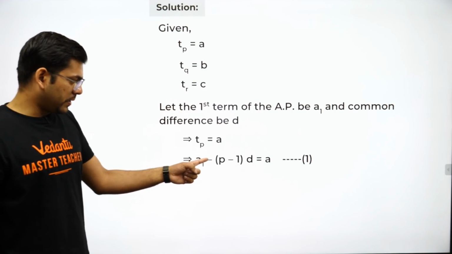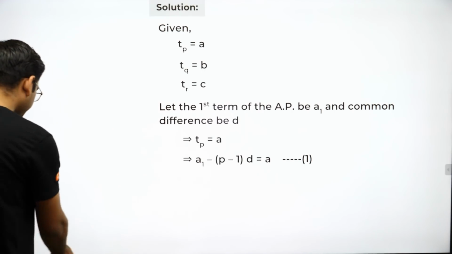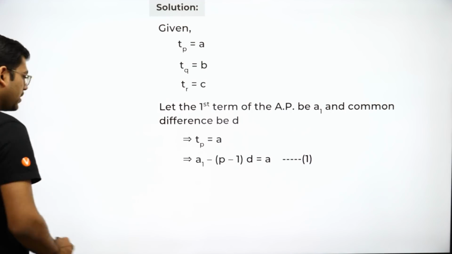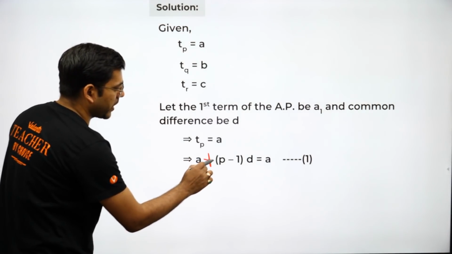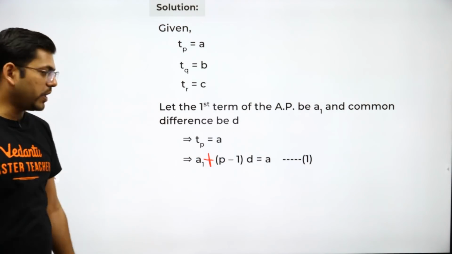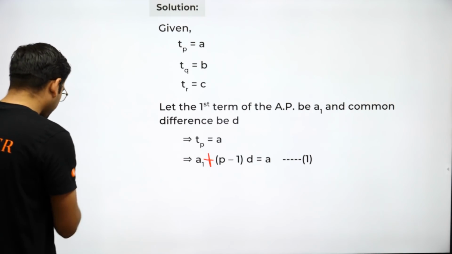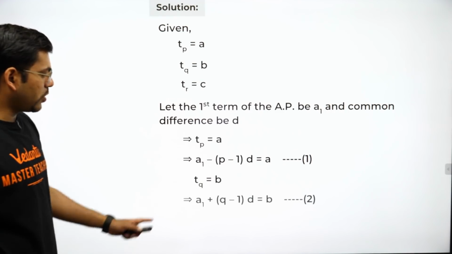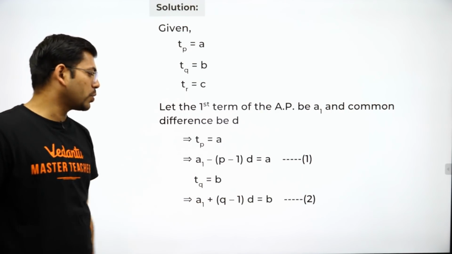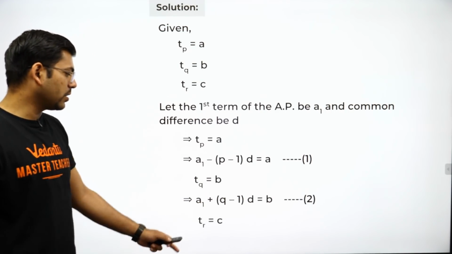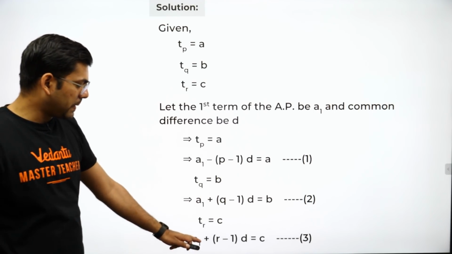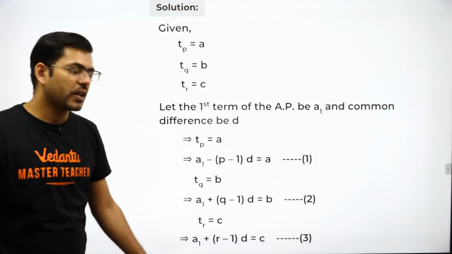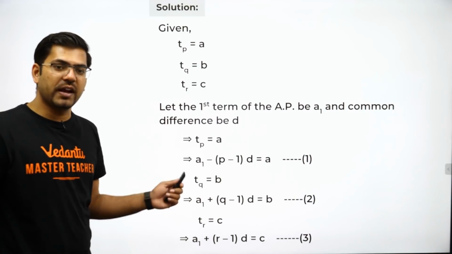So A1 plus, I'm sorry, this is a misprint. This is a misprint. Sorry for that. This would be plus. Okay. A1 plus P minus 1 into D is equal to A, the first term. Moving to the next, the Qth term is B, so A1 plus Q minus 1 into D is equal to B, and Rth term is C, so A1 plus R minus 1 into D is equal to C. So we have got these 3 equations.